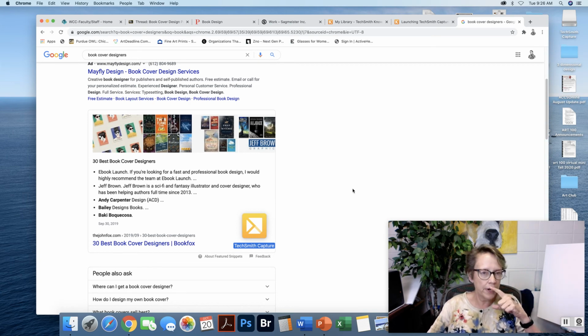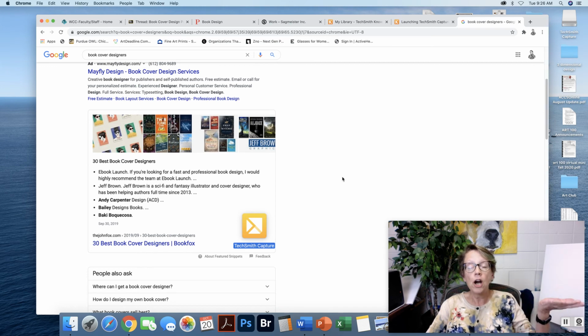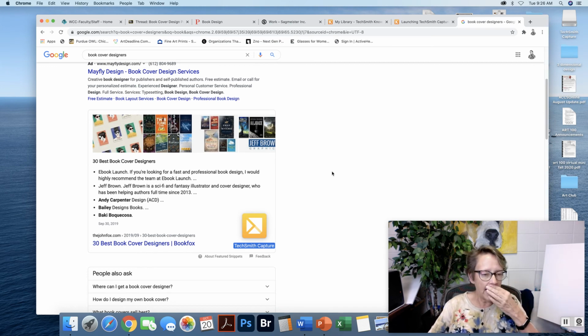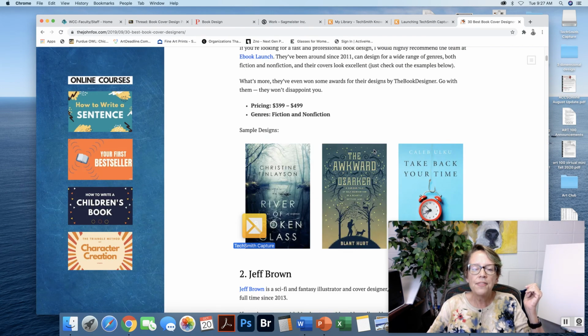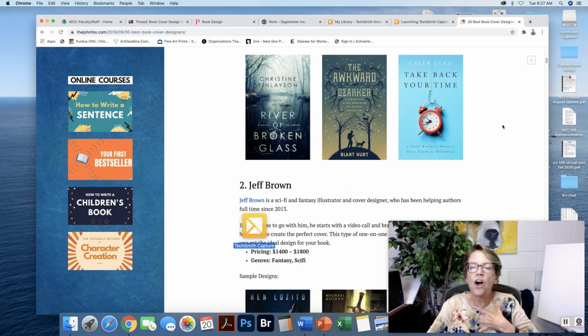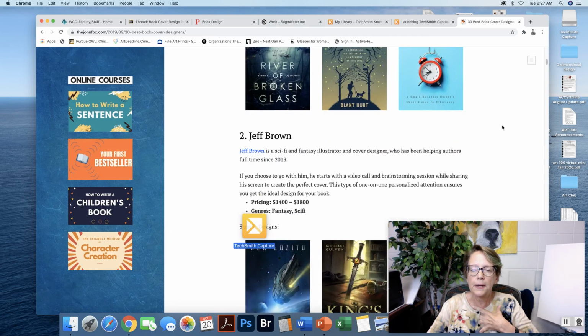I want to talk to you about your cover designs. I see that for the majority of you, you got confused. And when you get confused, always go back to research. So here I've Googled book cover designers. Now, an easy fix would be to come down here, click on this, and then we can see what the best cover designers are and what they look like.